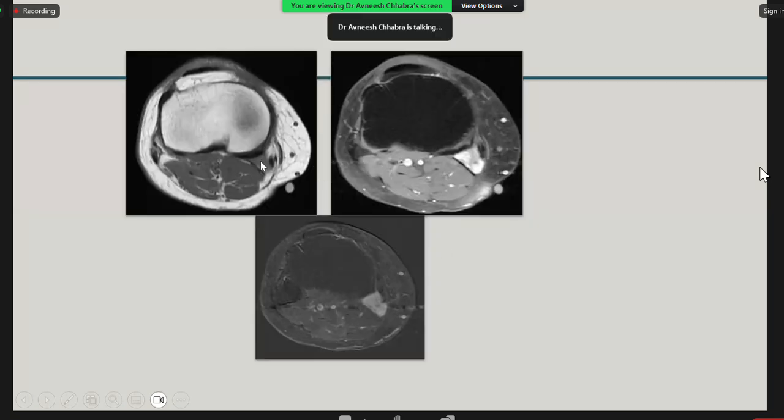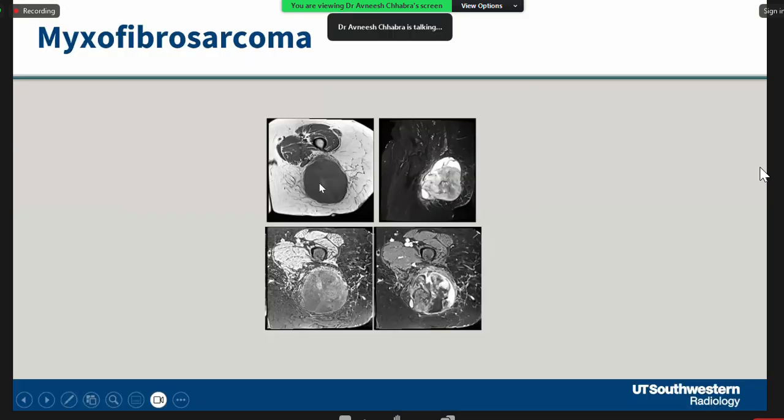And then here is again a very bright mass, but heterogeneous. Looks like a Baker's cyst. In fact, it's enhancing. So this was a synovial sarcoma in the joint. And then you have this heterogeneous mix: fibrosarcomas can be very bright.